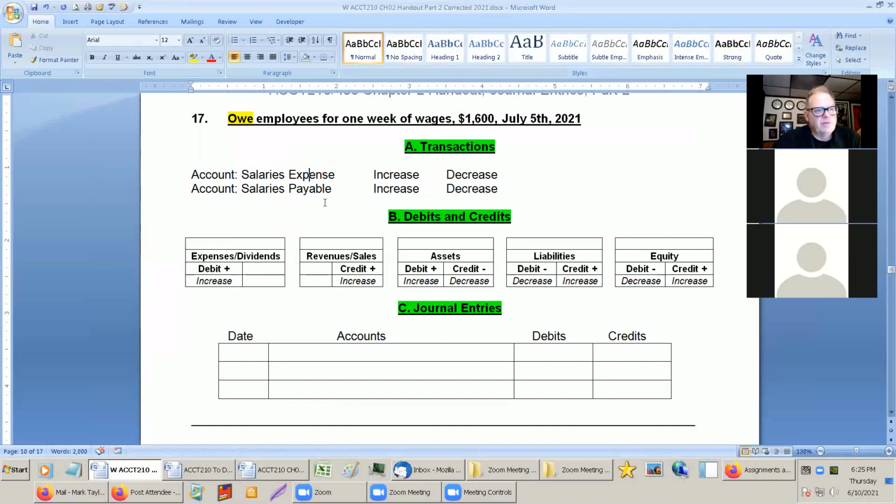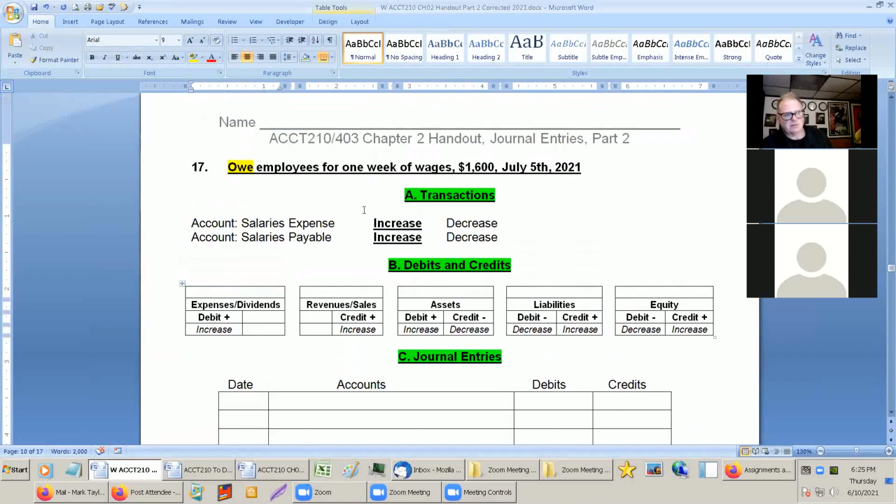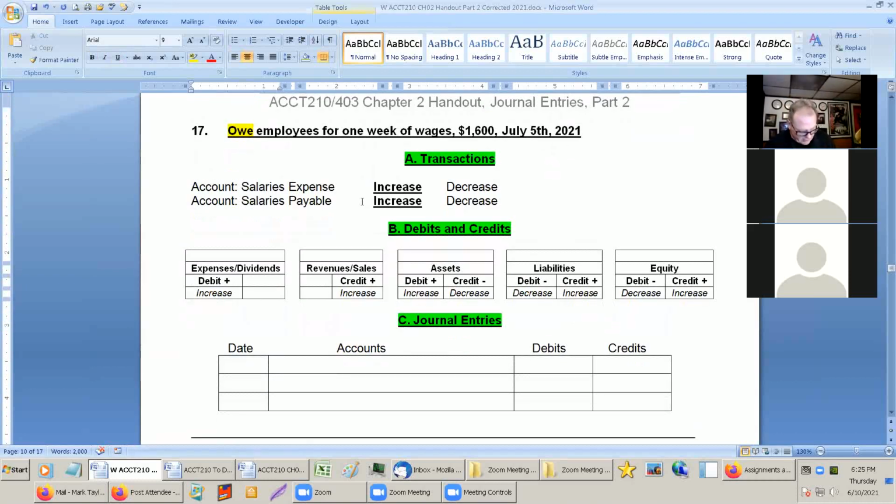Okay, so now, nice thing about expenses, they're always going up. Salaries payable, is it going up or down? Yep, we owe more money now, right? So that is going up too. So salaries expense, you can put wages either one, and salaries payable.